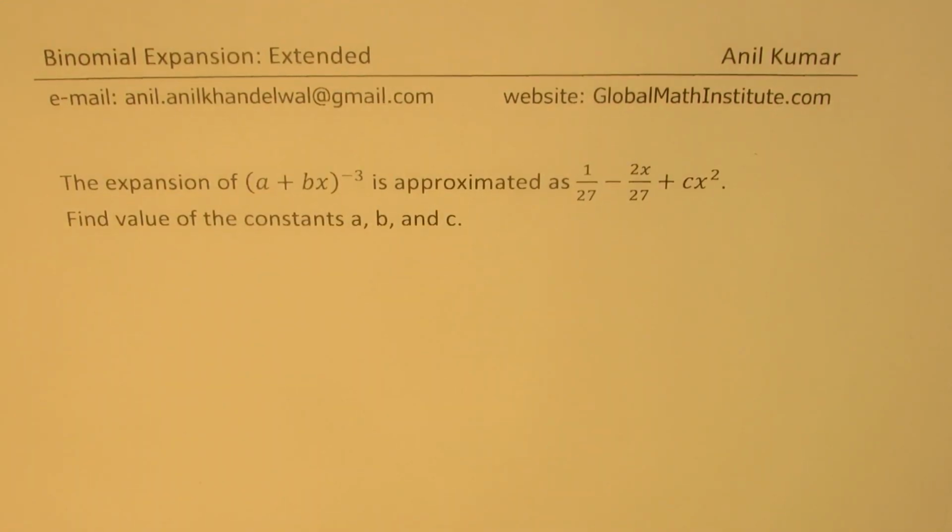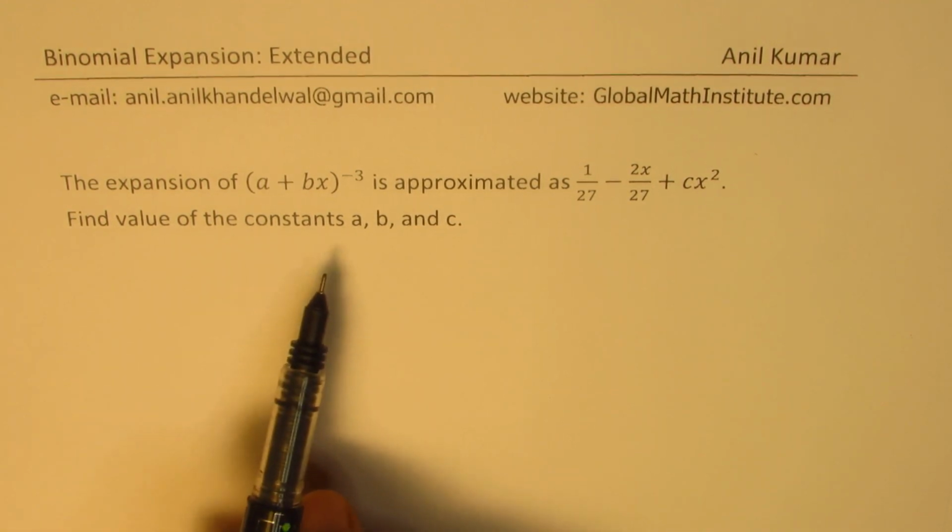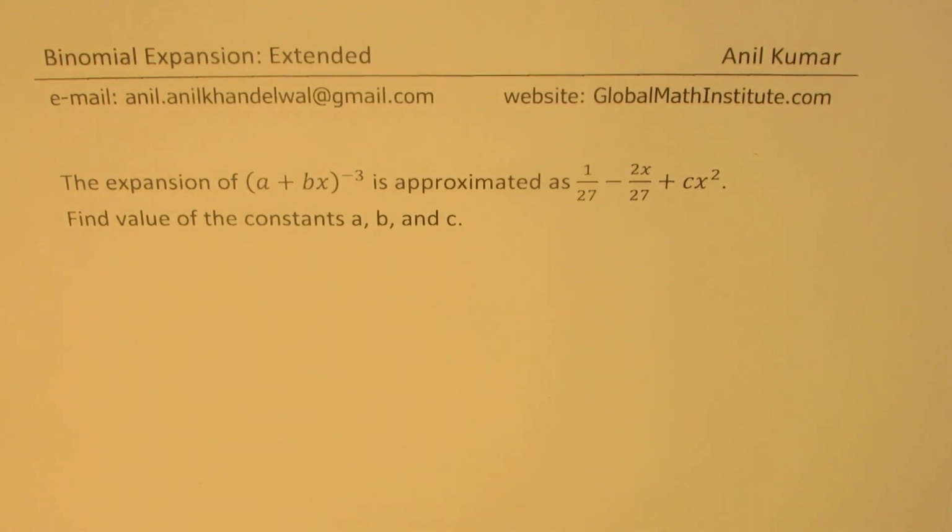The last question from our practice test is the expansion of (a plus bx) to the power of minus 3 is approximated as 1 over 27 minus 2x over 27 plus cx squared. Find the value of the constants a, b, and c. You can always pause the video, answer this question, and then look into my suggestions.